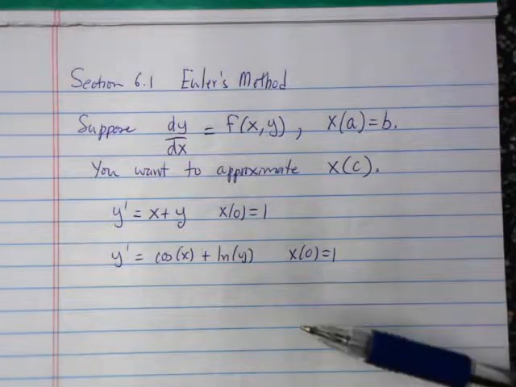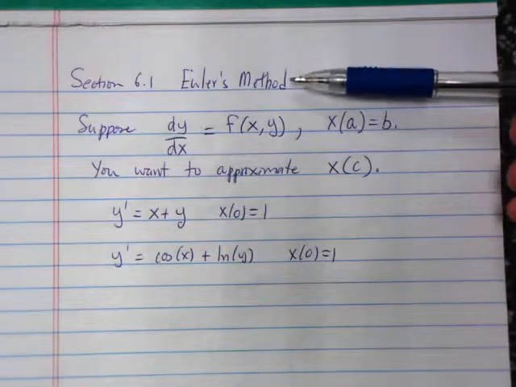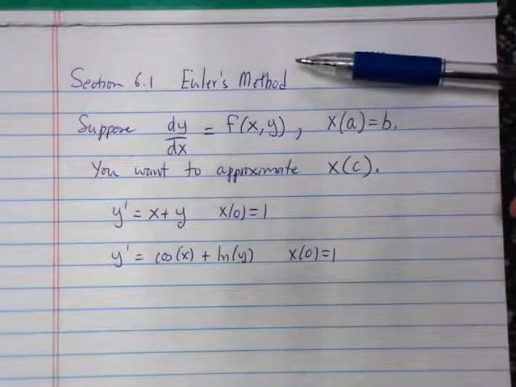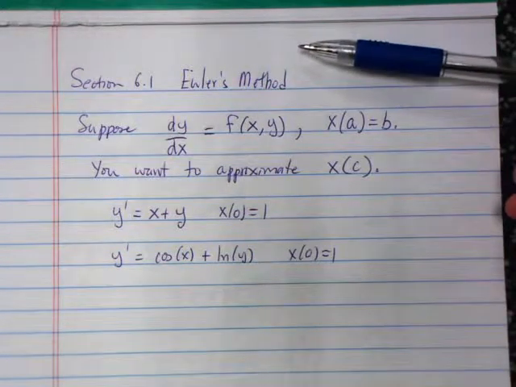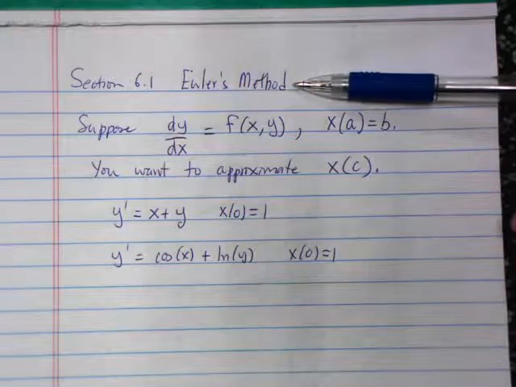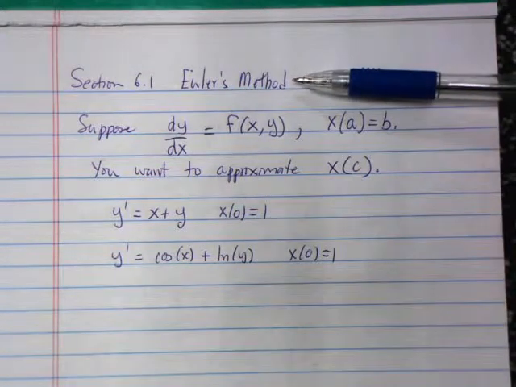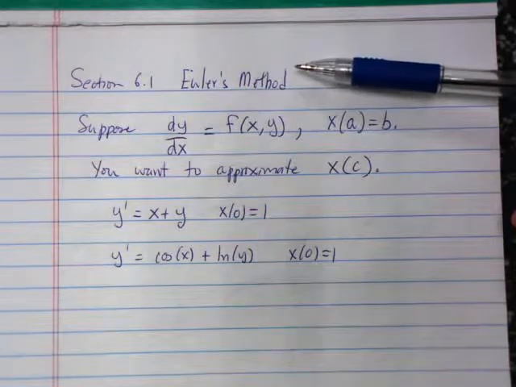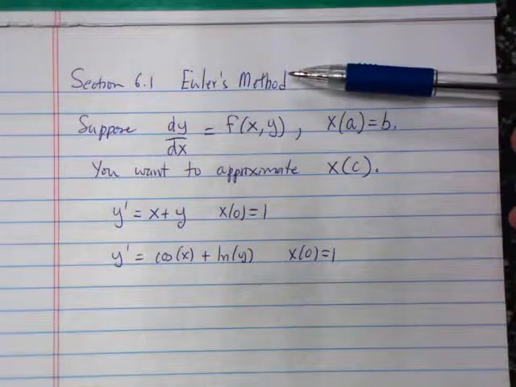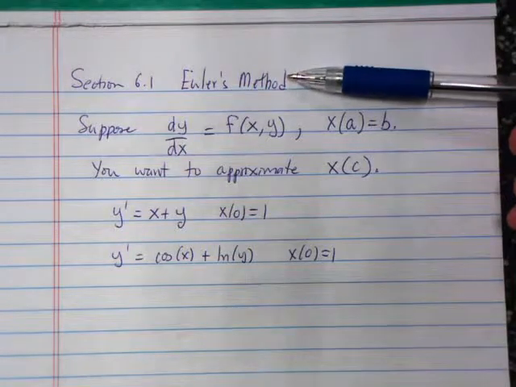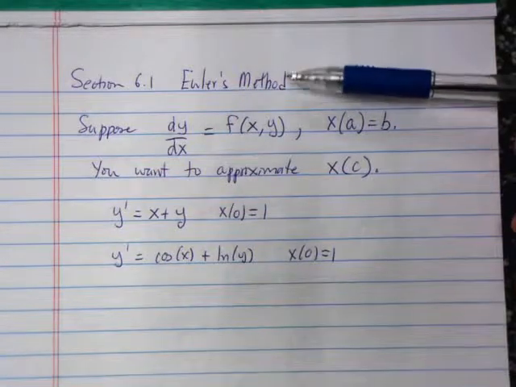So why do we need three different techniques? Well, it's kind of a historical thing. Euler's method was the first technique developed. It's also the easiest to use. The downside is it's the least accurate. So if you want a more accurate answer, you have to do more calculations and it takes longer. So that's what we'll do in section 6.1.